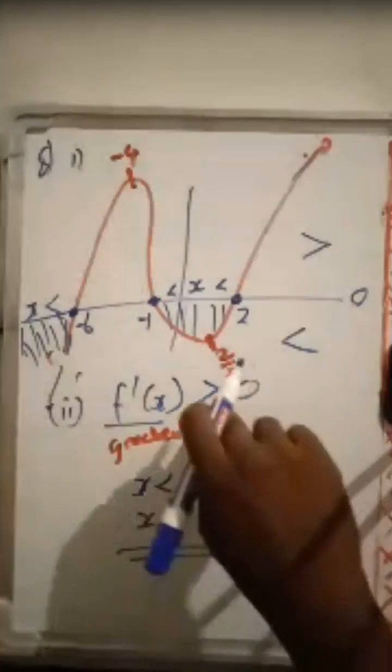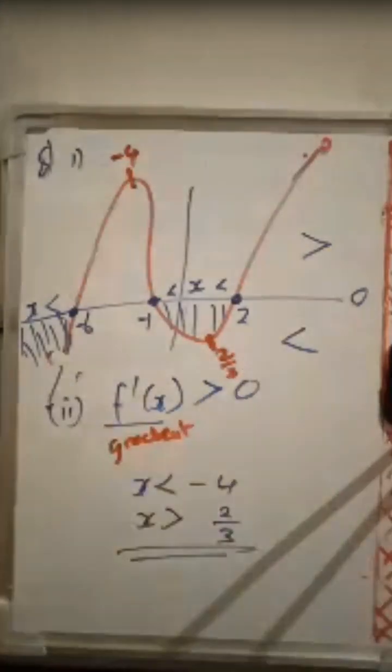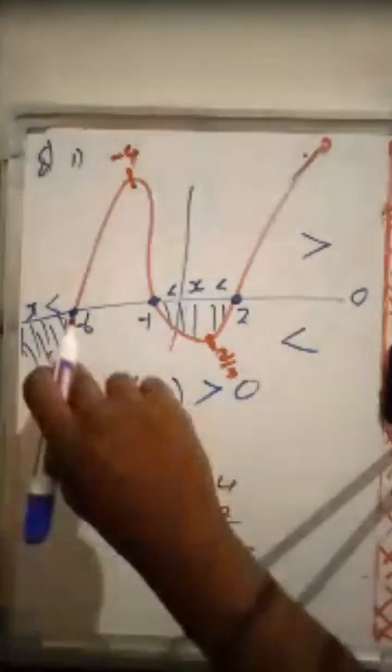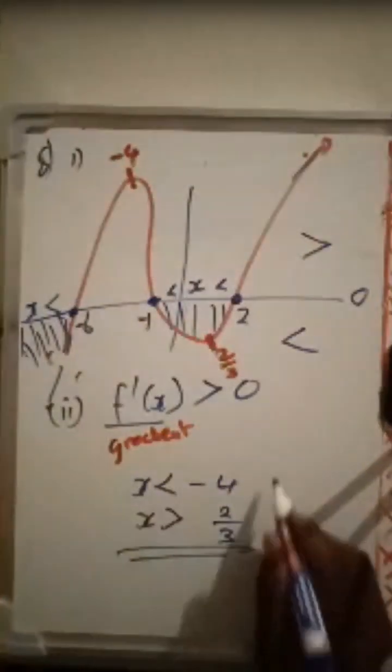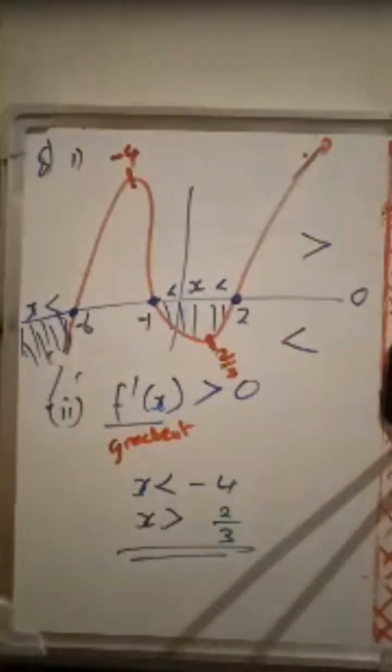And gradient here, we want gradient that is what? Positive. So where do we have positive gradient? This one. And also there. That is positive gradient.